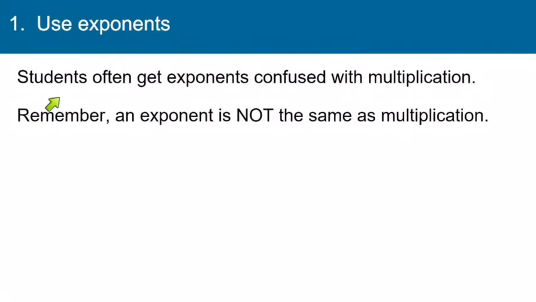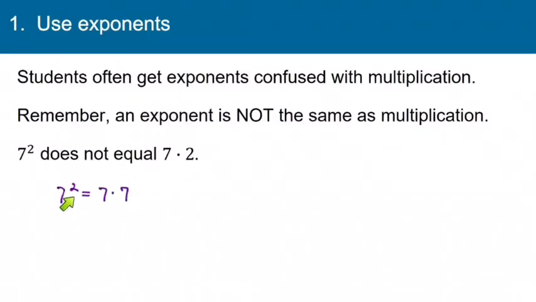Now, it's a common mistake for students to get exponents confused with multiplication. Remember, an exponent is not the same as multiplication. For example, 7 to the 2nd power does not mean 7 times 2, but it's a very common mistake for people to write that 7 to the 2nd power equals 14. Of course, it doesn't. 7 to the 2nd power means 7 times 7, which we know is 49. So you need to make a clear distinction in your mind between exponents and multiplication. 7 to the 2nd is 49, but of course 7 times 2 is 14.